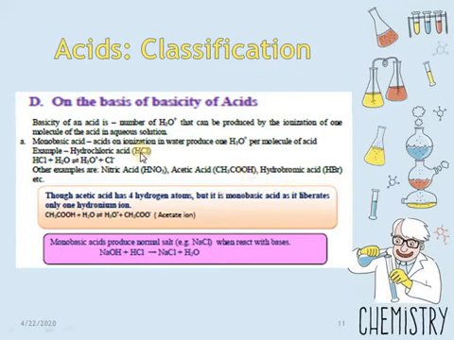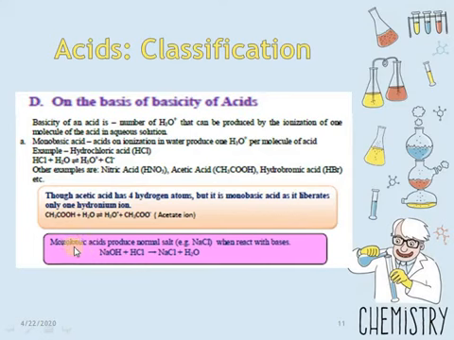So in case of HCl, this is the replaceable hydrogen. In case of HNO3, this is the replaceable hydrogen. In case of hydrobromic acid, this is the replaceable hydrogen. And in case of acetic acid, this is the replaceable hydrogen. And since this number is 1, it is monobasic and it gives acetate ion and 1 hydronium ion.